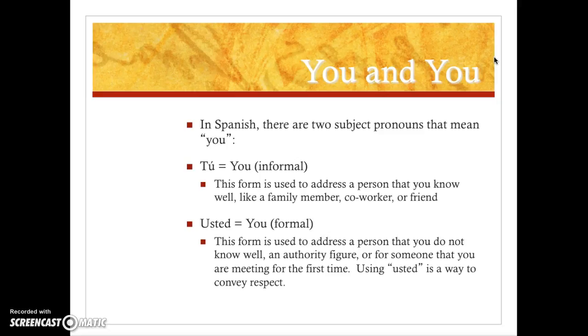When we have the you formal, which is pronounced usted in Spanish, this form is actually used to address a person that maybe you don't know very well. You're talking to an authority figure, such as a teacher or a principal, or for someone that you are meeting for the first time. Using the usted form is a way that shows respect.